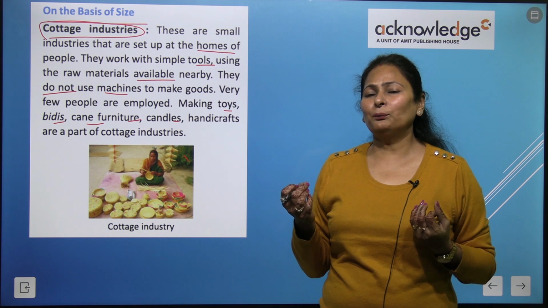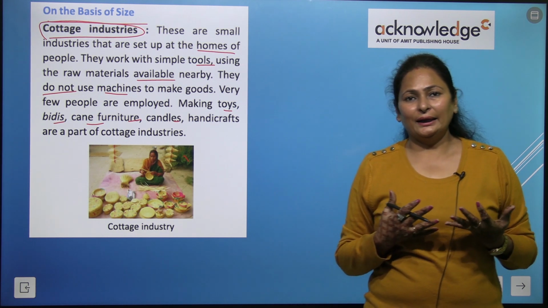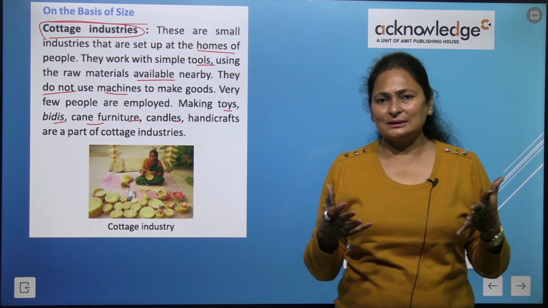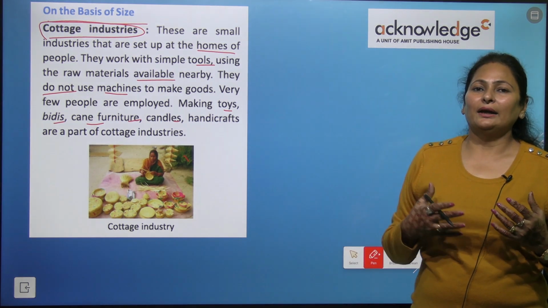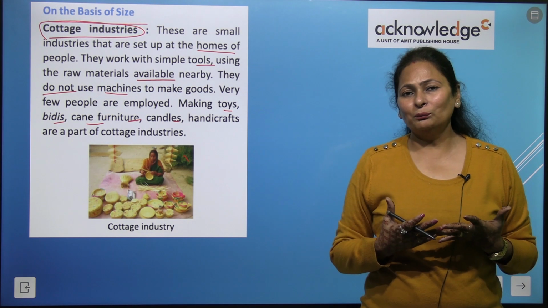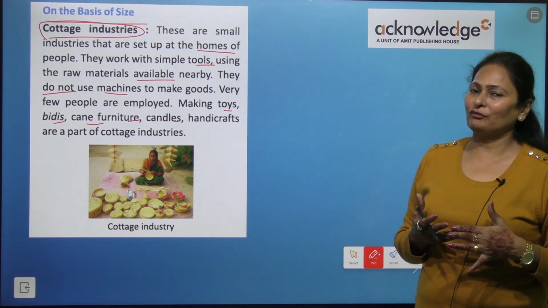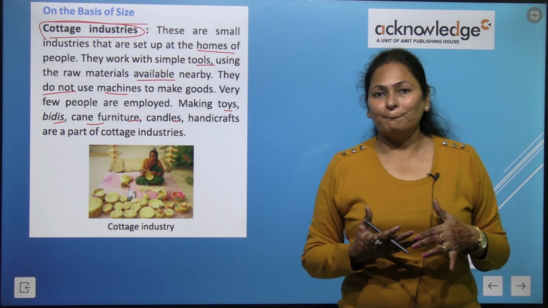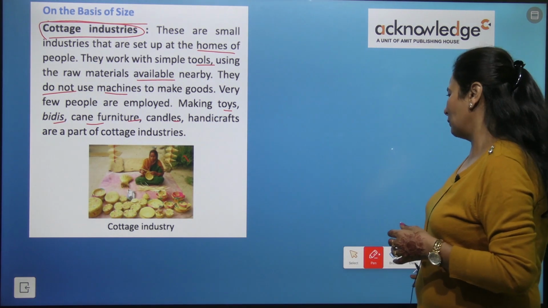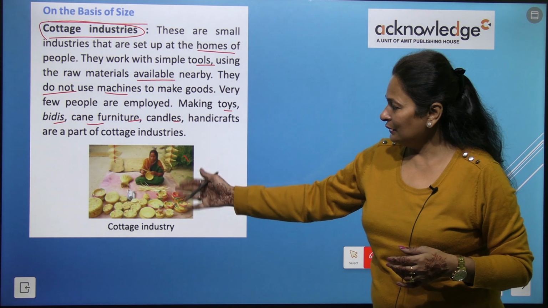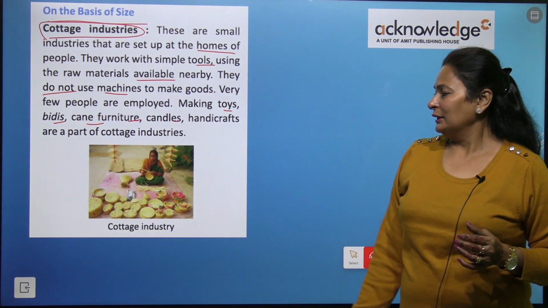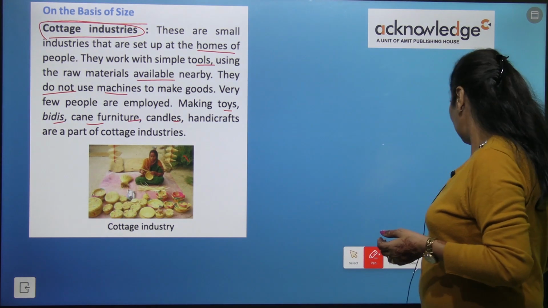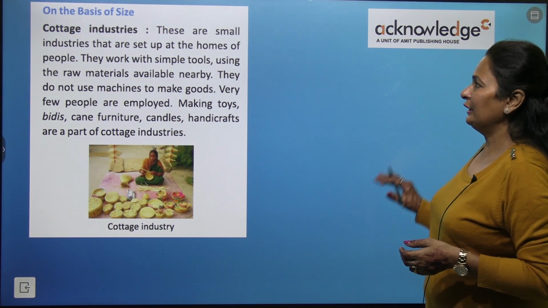So very few people are engaged in this business, or you can say it's a family business sort of thing, and it runs in a home only, and this type of industry doesn't need any machines, right? So this is called the cottage industry. You can see a woman, she is making a basket, right? So this is a type of cottage industry.